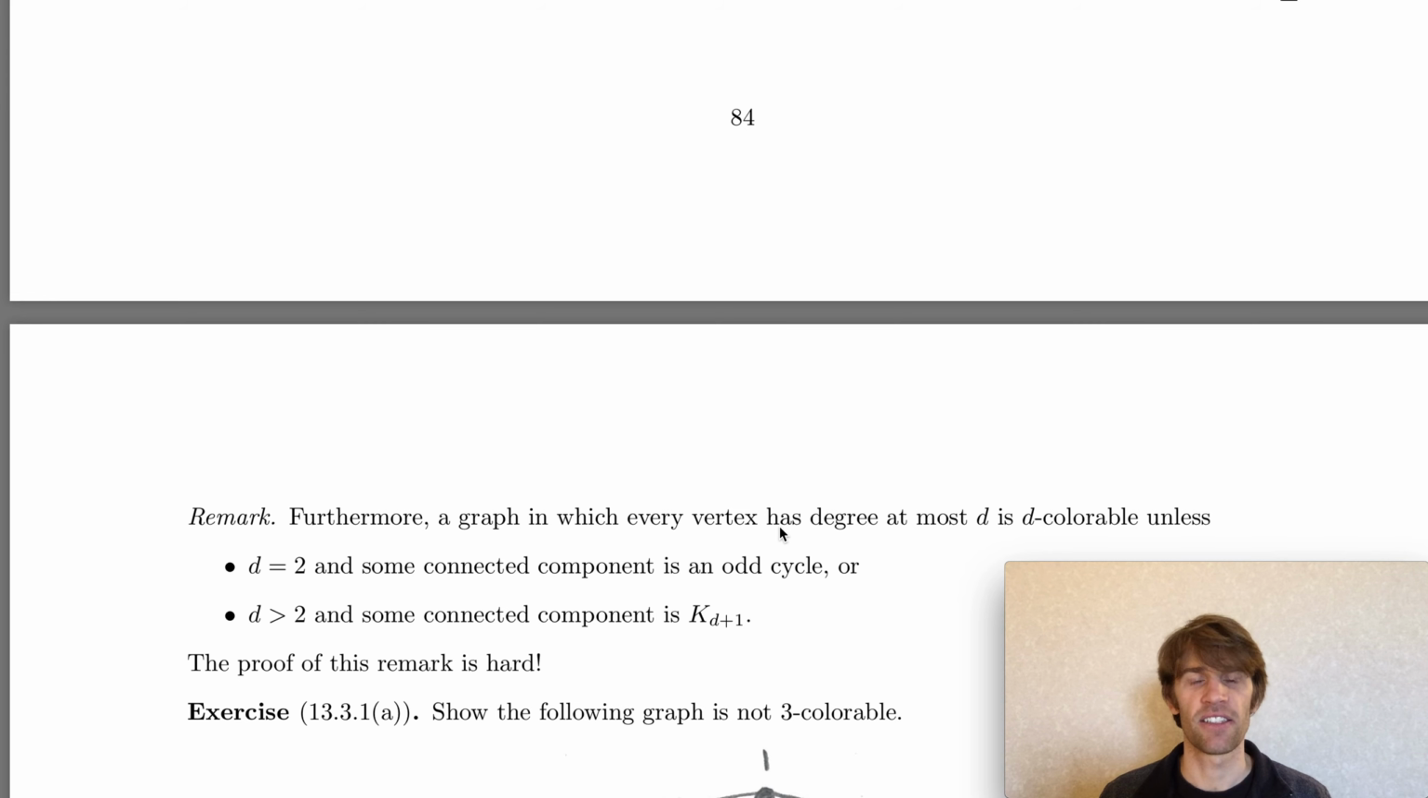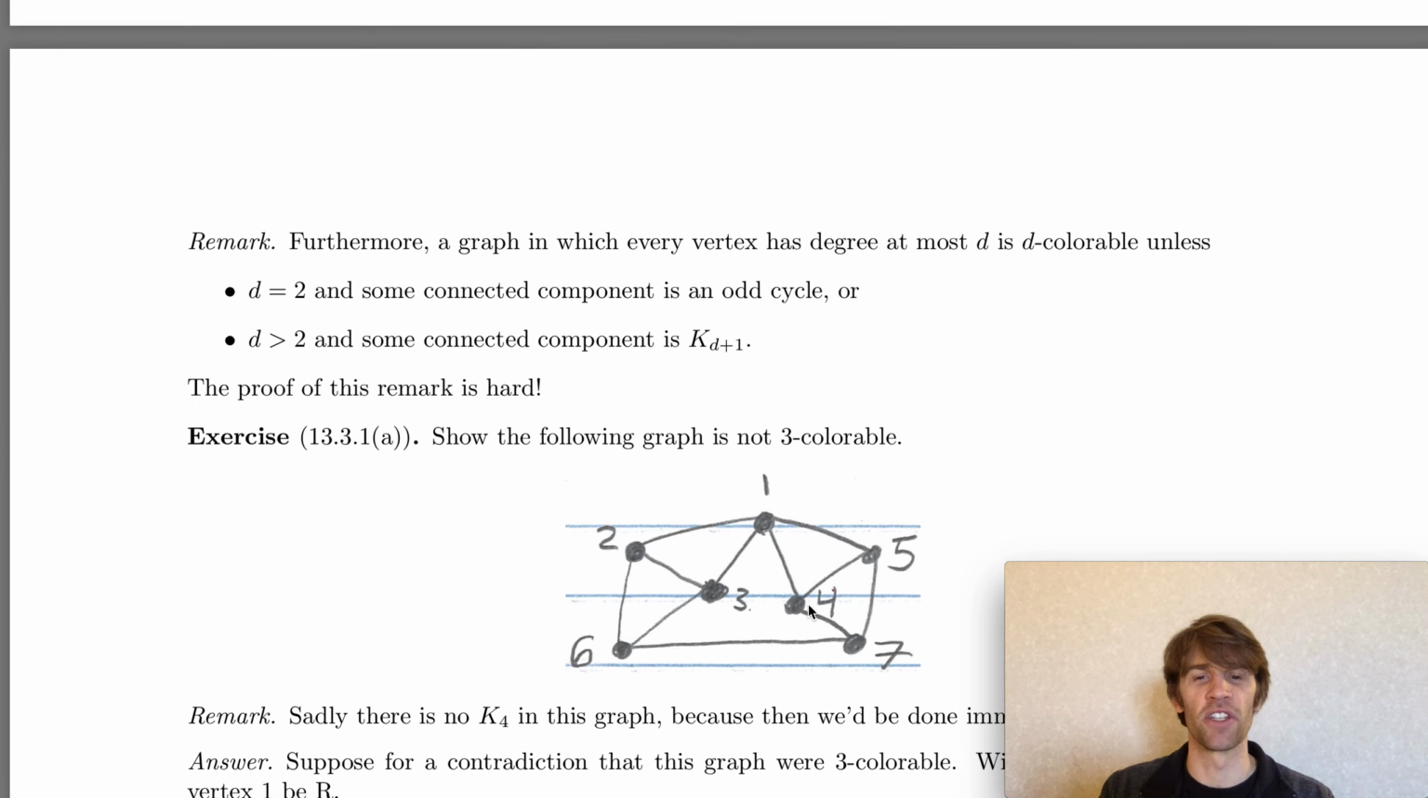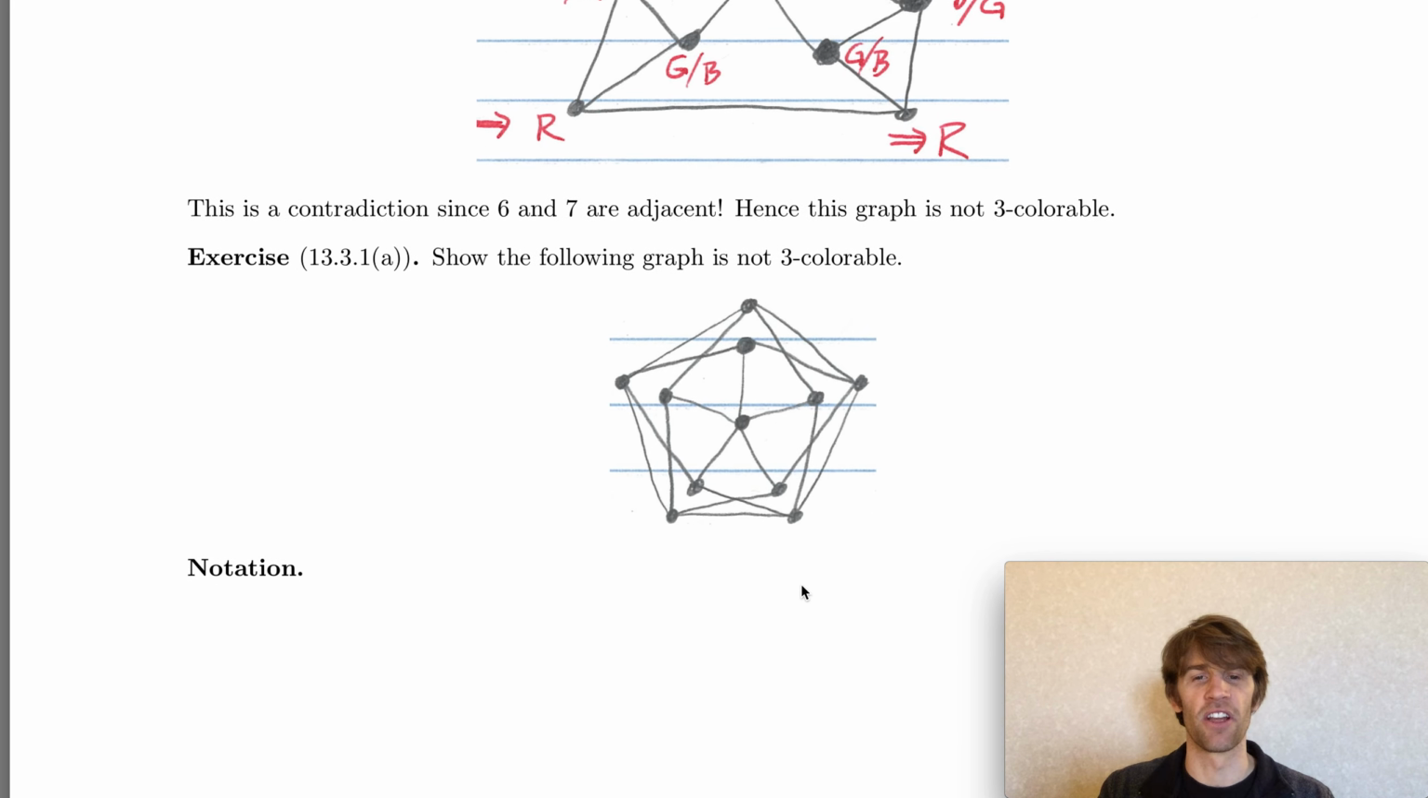And next class, we'll continue with a description of some examples of graphs. Here's a graph that we'll show is not 3-colorable, and here's another graph that we'll also show is not 3-colorable.